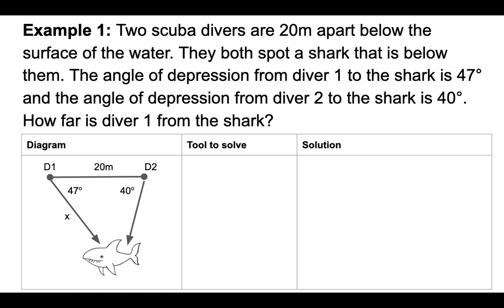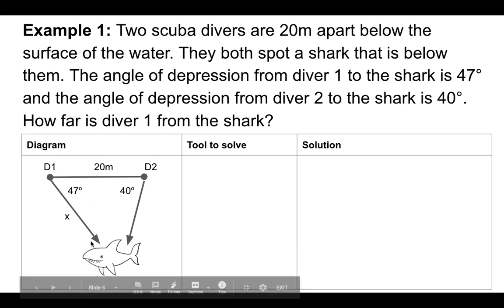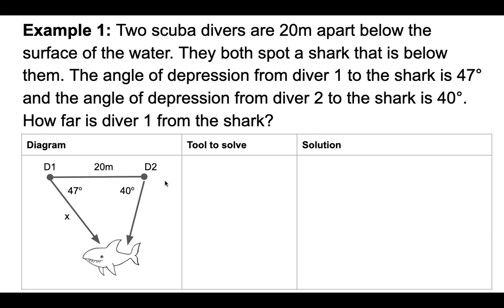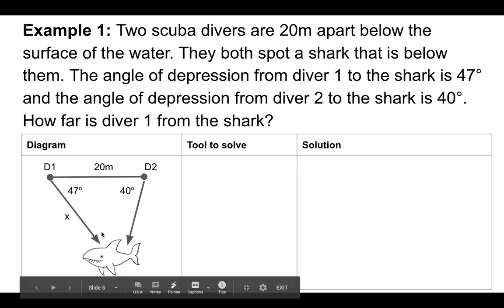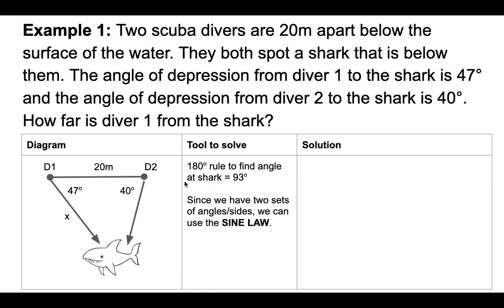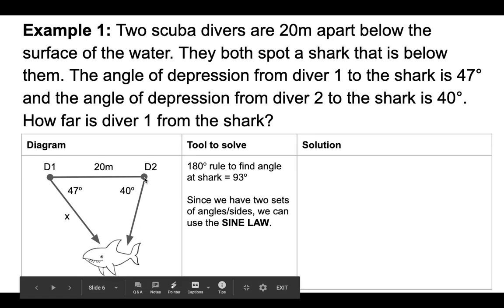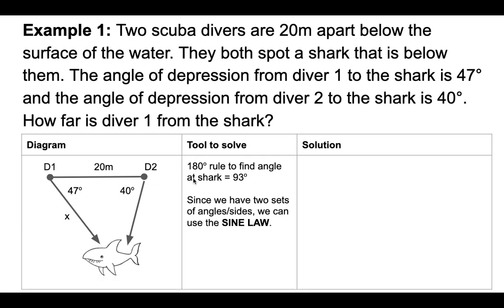Okay, so to solve. Well, the first thing we need to do is, we can't use either cosine law or sine law right now because we don't have three sides, we don't have two opposite pairs of sides and angles, and we don't have a side, angle, side that we know. So what we need to do first is find this angle at the shark. And you should remember that all the inside angles of a triangle always add up to 180 degrees. So that's the 180-degree rule.